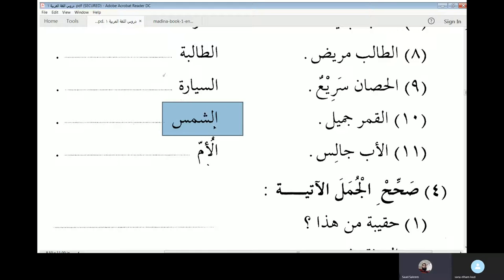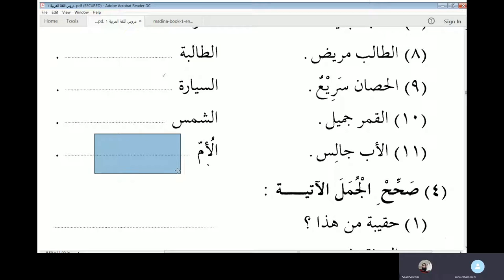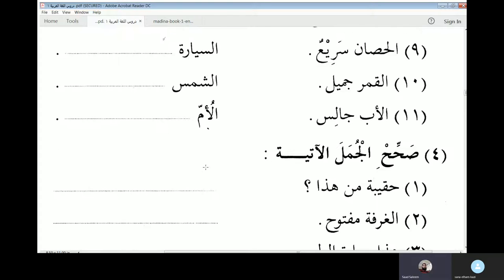The next one: Al Abu Jalisun. Al Ummu Jalisatun. Is it Ummu Hu or Ummu only? Al Ummu only, because it's already feminine. Yes. Al Ummu Jalisatun. Okay.